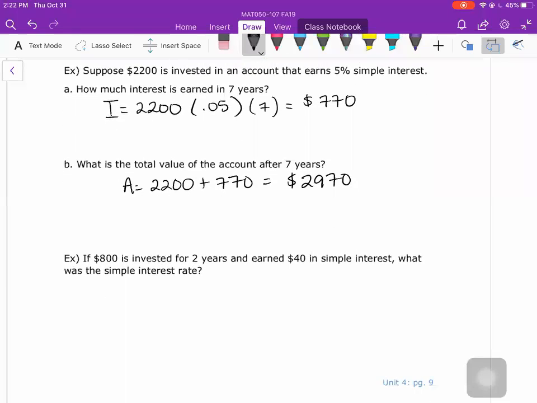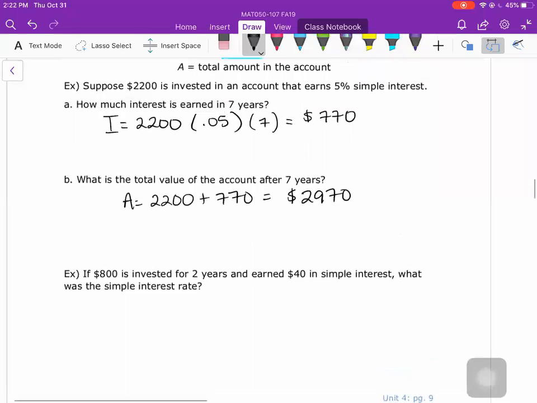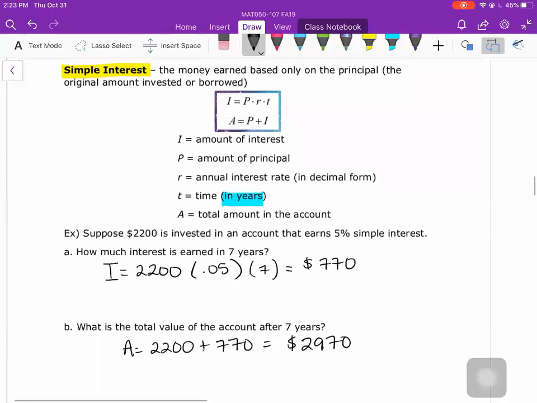If $800 is invested for 2 years and earned $40 in simple interest, what was the simple interest rate? What do you think? Because I don't have a rate. That's what we're trying to find. So that's going to be our unknown. In the last 2 problems, in part A, the unknown was I, the amount of interest, and in B, the unknown was the total amount. The unknown in this next example is our interest rate. It's R. So R equals. We're not going to have R equals because we don't have any formulas for R equals, do we?